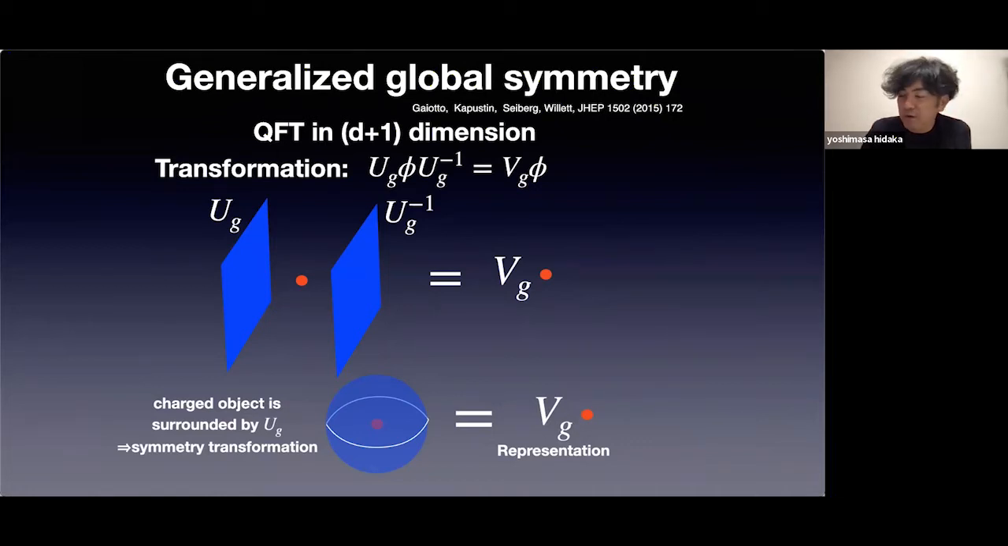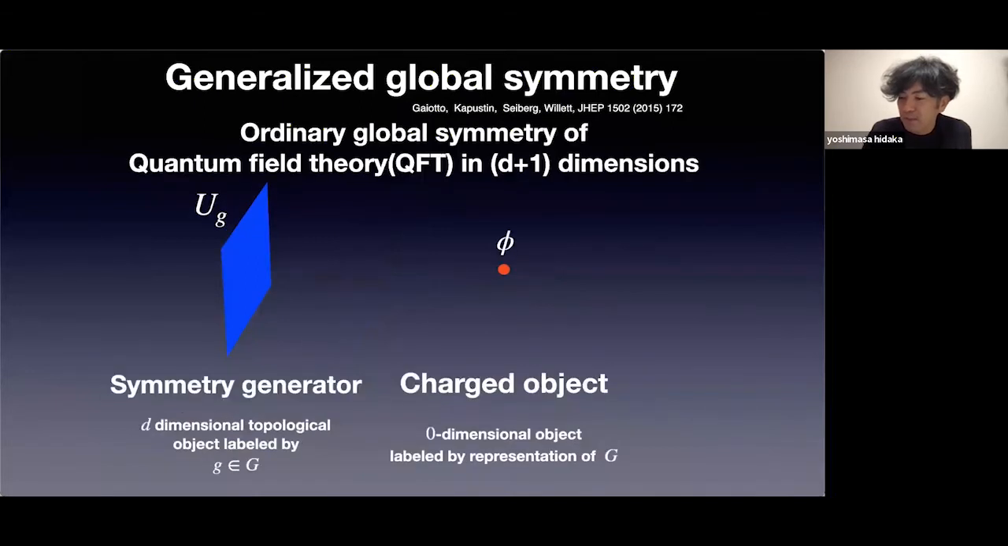So now we want to generalize this notion to extended objects. Here is the summary of the ordinary symmetry. In the ordinary symmetry, the symmetry generator is a codimension-1 object, that is a D-1 dimensional object, and the charged object is just a point-like object, that is a zero-dimensional object. The generator is labeled by the group element, and on the other hand, the charged object is labeled by the representation, which corresponds to just a charge. In the case of U(1), that is just an integer.